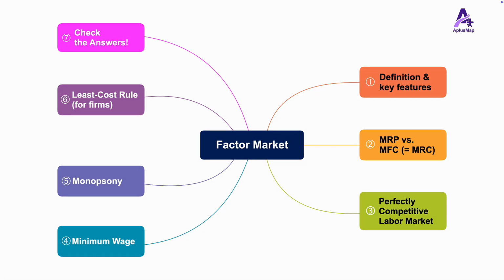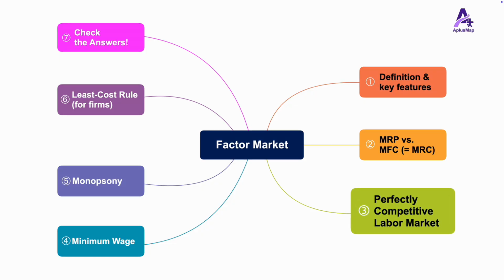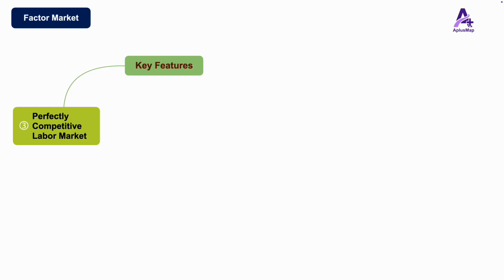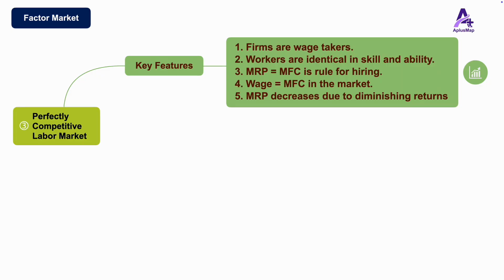Now, let's zoom in on a specific market structure, the perfectly competitive labor market. This is kind of the baseline model, right? What are its defining features? Yeah, it's the standard starting point. Key features you need to know. First, there are many firms hiring and many workers supplying labor. Crucially, firms are wage takers. They have no power to influence the market wage. They just accept whatever it is.